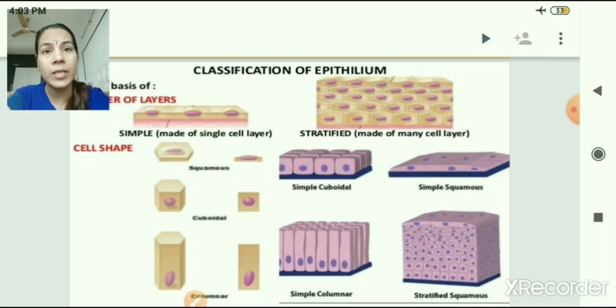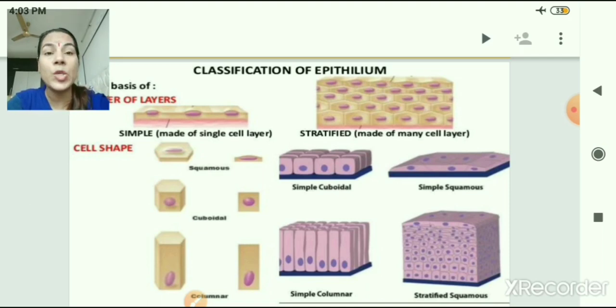Children, if you connect this word stratified, you will come to know that you have studied about stratified rocks in your geography. The same way here also, when there are so many layers of epithelial tissues, those layers form a kind of strata. That is why the name stratified epithelium is given to this kind of epithelial tissue.